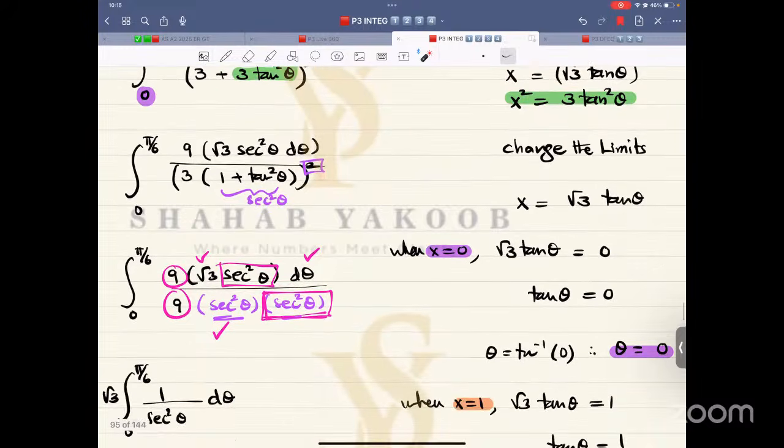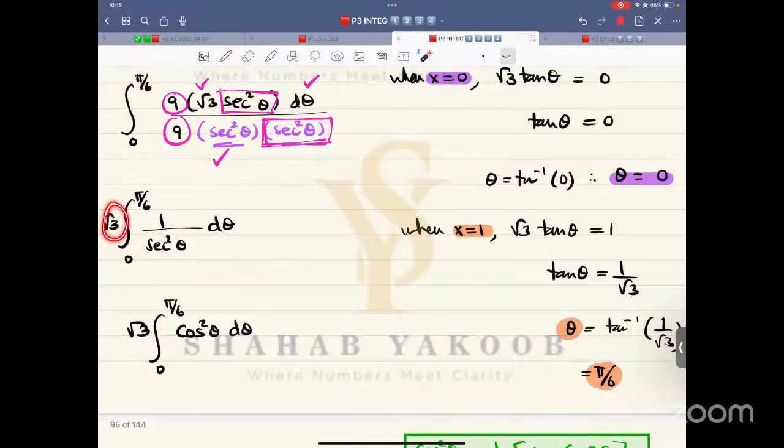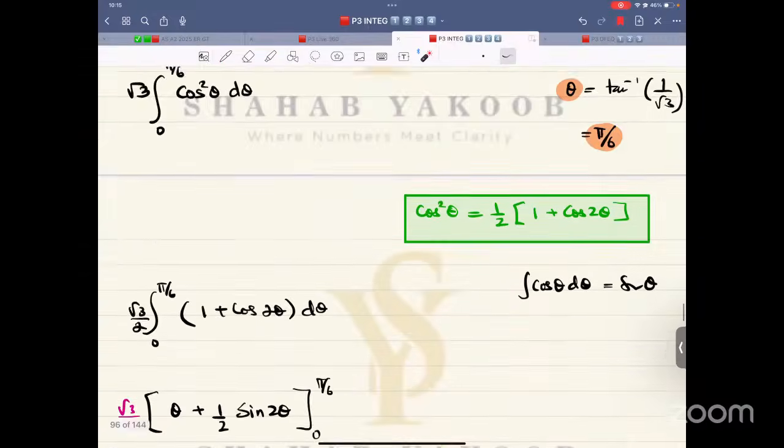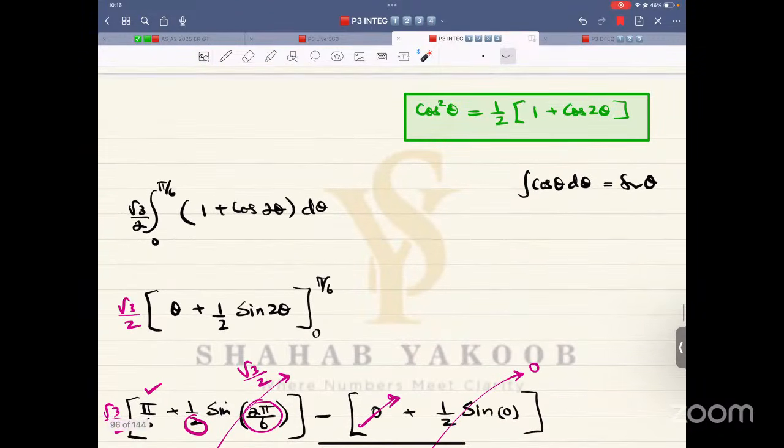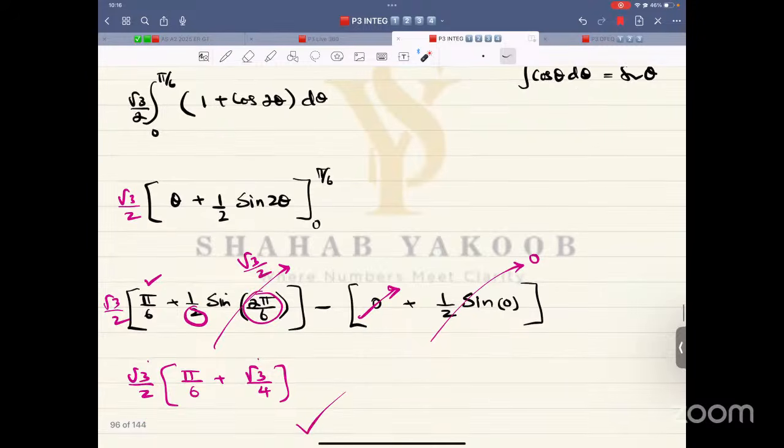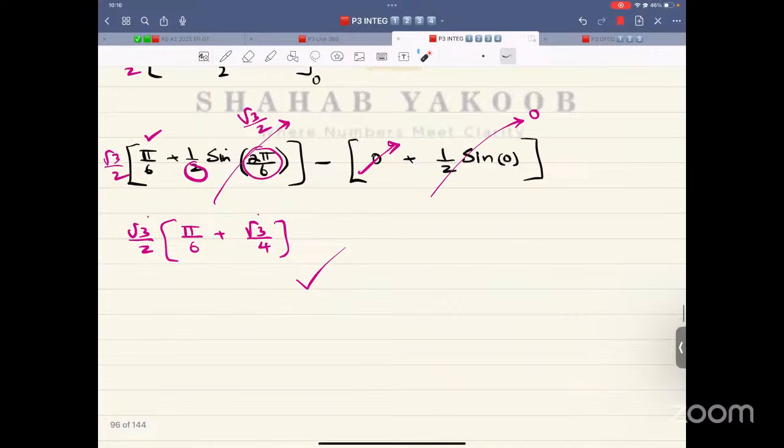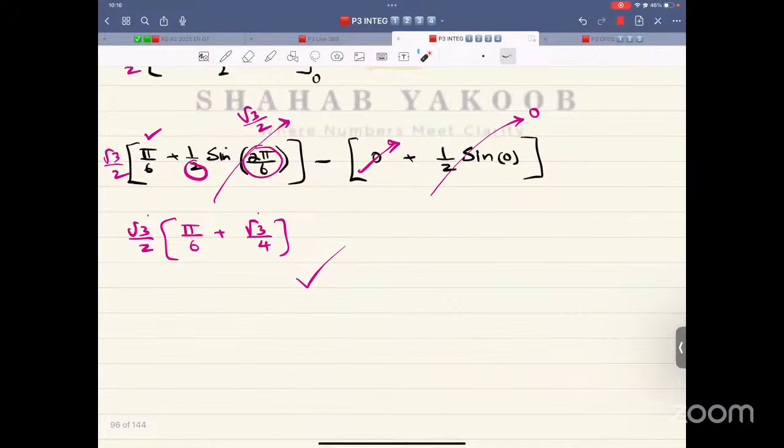It's being squared. So 9, this is 3 square, that becomes 9. I'm writing sec square theta twice. Let me cancel this sec square with this sec square. 9 and 9 cancel. Root 3 over sec square, root 3 on the outside. 1 over sec square is cos square theta, and then use the double angle over here, that is half of 1 plus cos 2 theta. First use that, then integrate, then plug in the limits, simplify, and you get this answer.